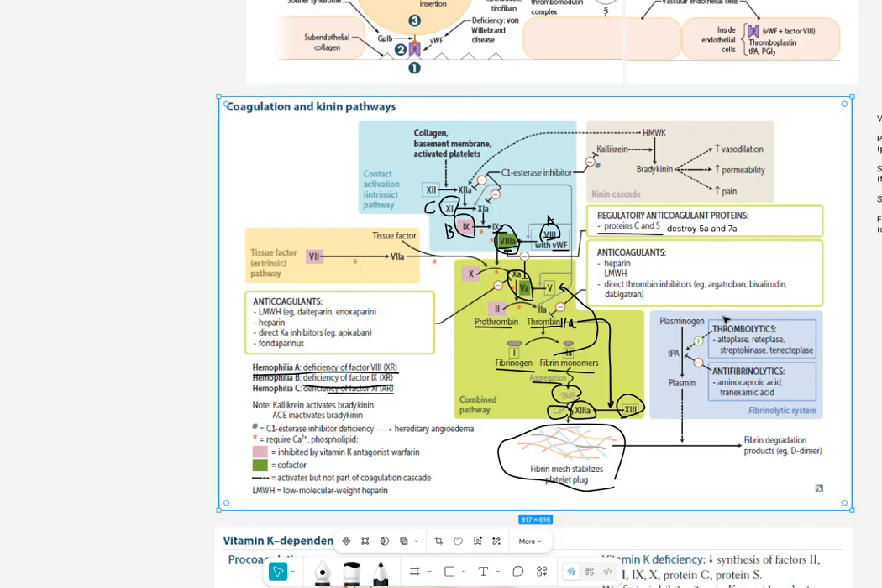Okay, so I just said that these thrombolytics activate the plasmin, right? So plasmin is the body's clot scissors, right? So when a clot forms, what plasmin basically does is it breaks this fibrin mesh down. It leads to fibrin degradation, and the products are basically D dimers.